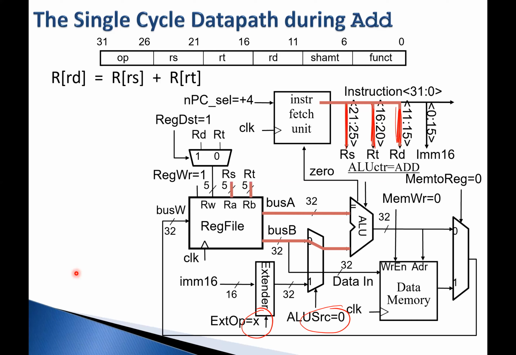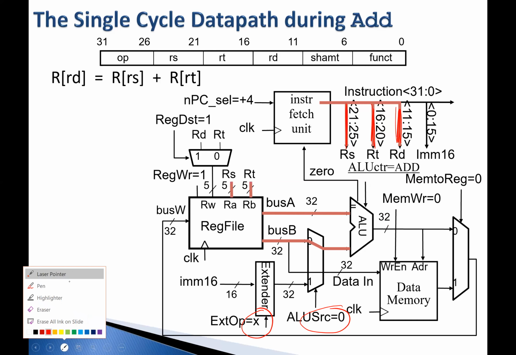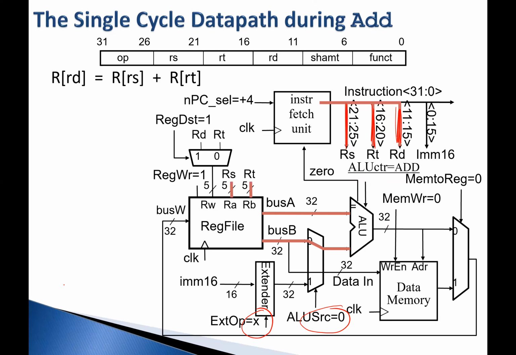You have the ALU stage, right? What are you doing in the ALU stage? You are doing an add, right? So whatever you have in bus A, add to bus B, and you have the result. And so the output will be add.